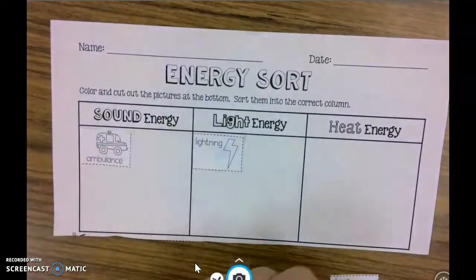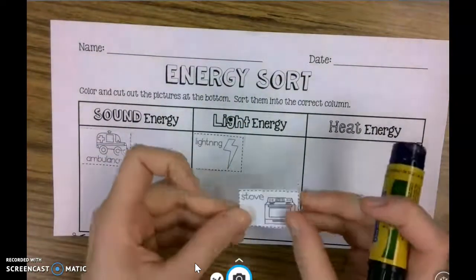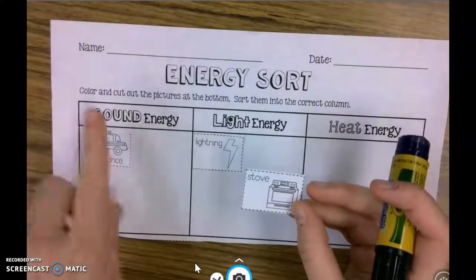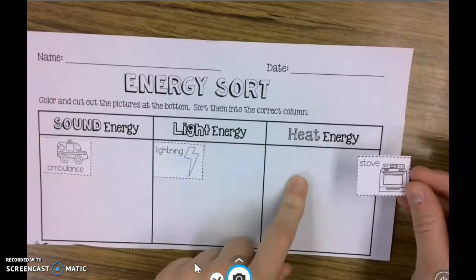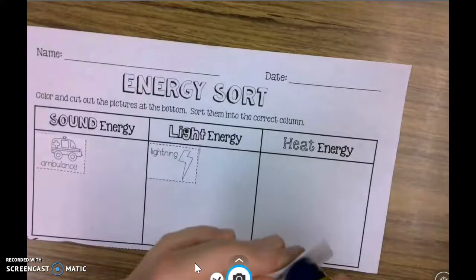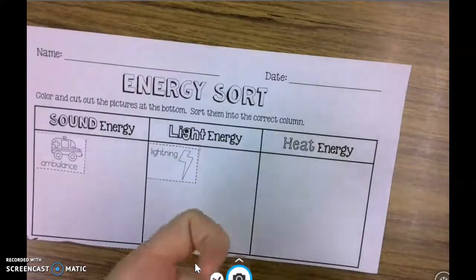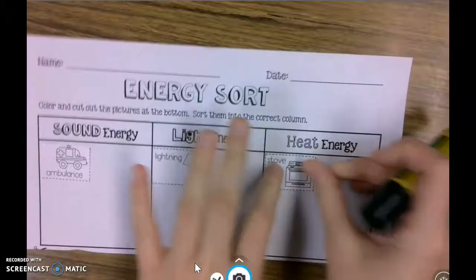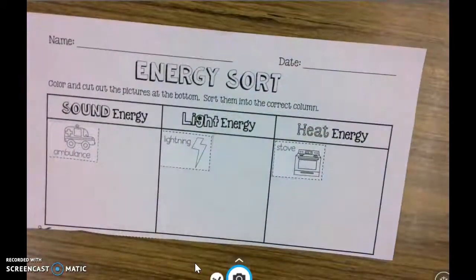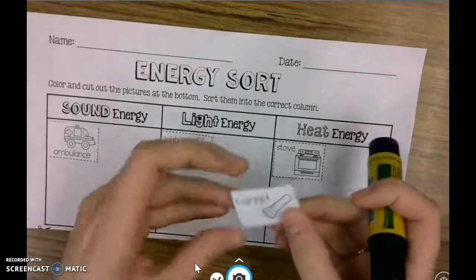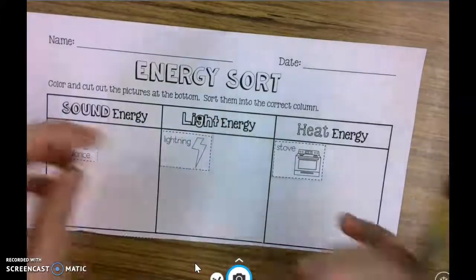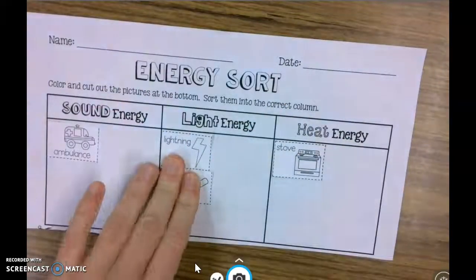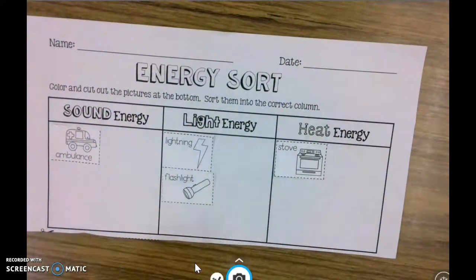Okay, let's get another one. A stove. Sound energy, light energy, or heat energy? I would say heat because a stove helps us cook food, which heats up the food. Okay, let's look at another one. How about a flashlight? Once again, it has light in it, so I would think it's light, not sound or heat.